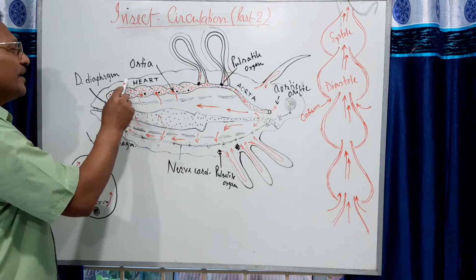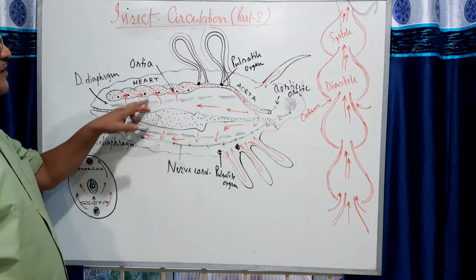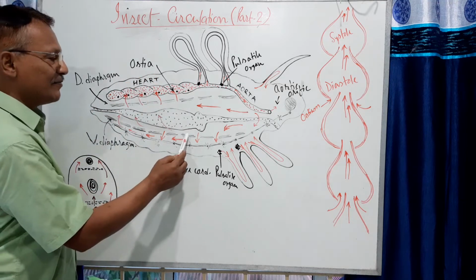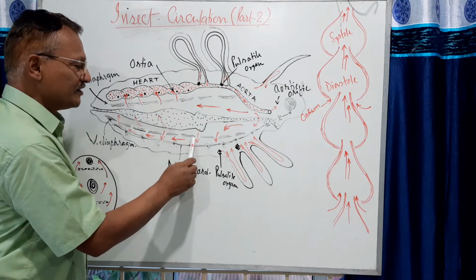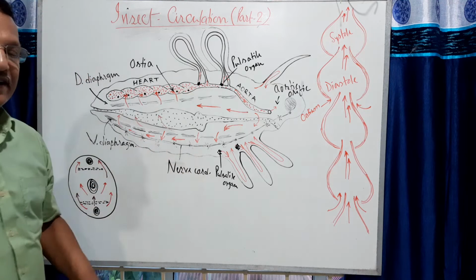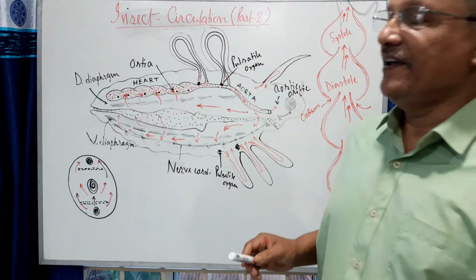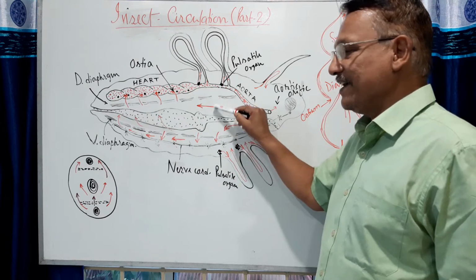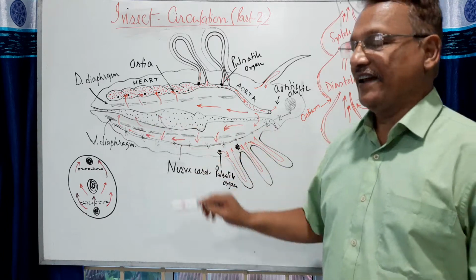The space between the dorsal diaphragm and the dorsal wall is the pericardial sinus. The space between the ventral diaphragm and the ventral body wall is called the perineurial sinus. And the space between the two diaphragms, dorsal and ventral, is called the perivisceral sinus. The alimentary canal passes through the perivisceral sinus.